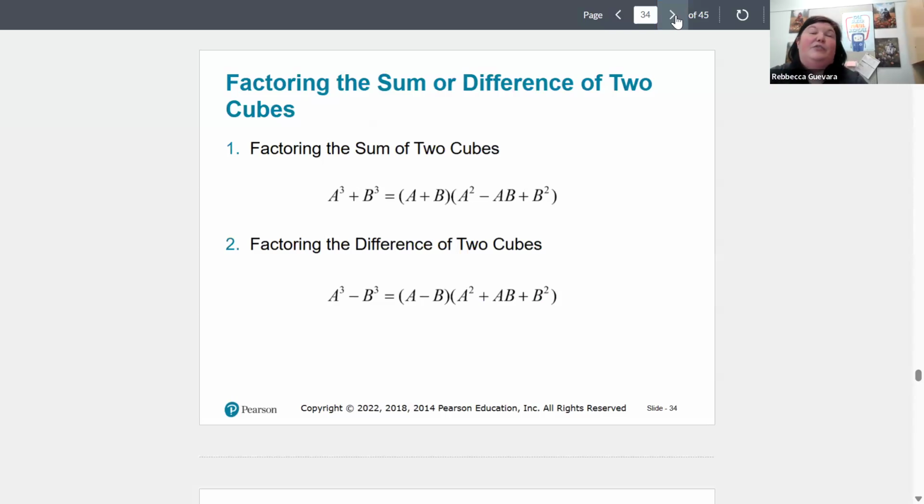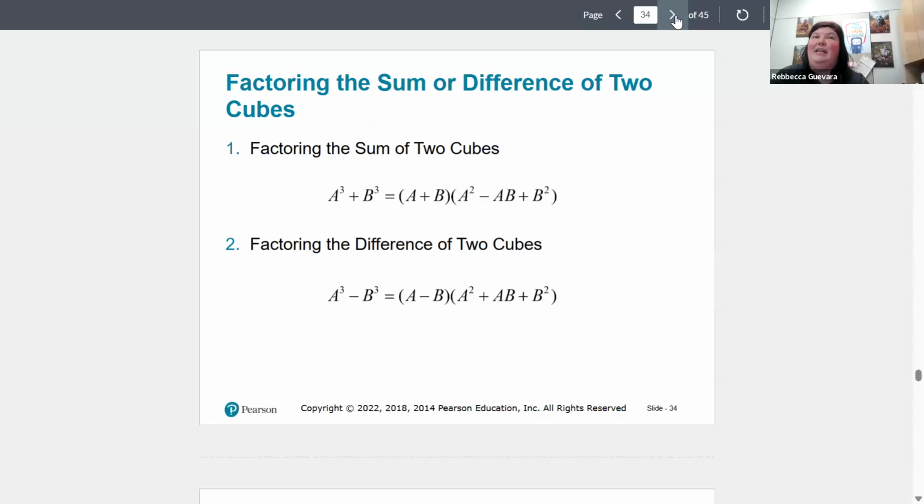You also have a sum and difference of cubes. Pretty much the only way you're going to factor a sum or difference of cubes is using this formula for the most part. Not saying there's other methods, but this is the most straightforward.